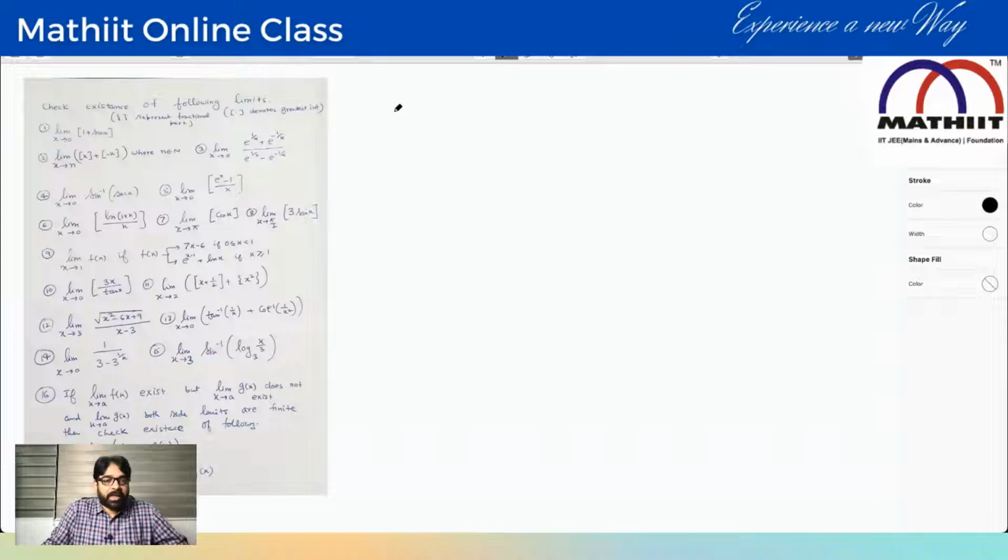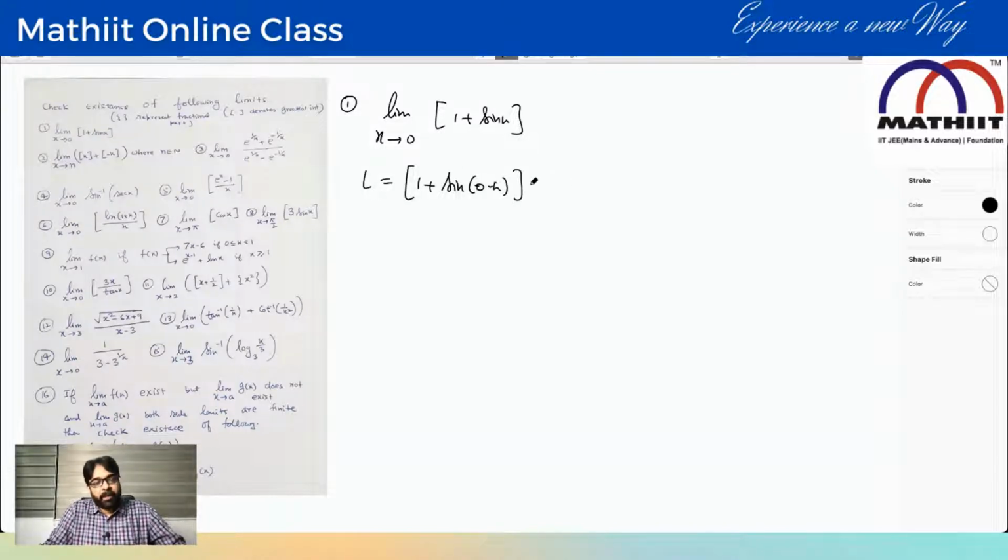The first question I asked you is to check the existence of the limit as x approaches 0 of the greatest integer of 1 plus sine x. As you know, whenever you have to check the existence of a limit, for the left hand limit, wherever it's approaching, x will be replaced by 0 minus h. So this will become 1 plus sine of 0 minus h. Am I right? Sine of 0 minus h will be minus sine h. So that will become greatest integer of 1 minus sine h.